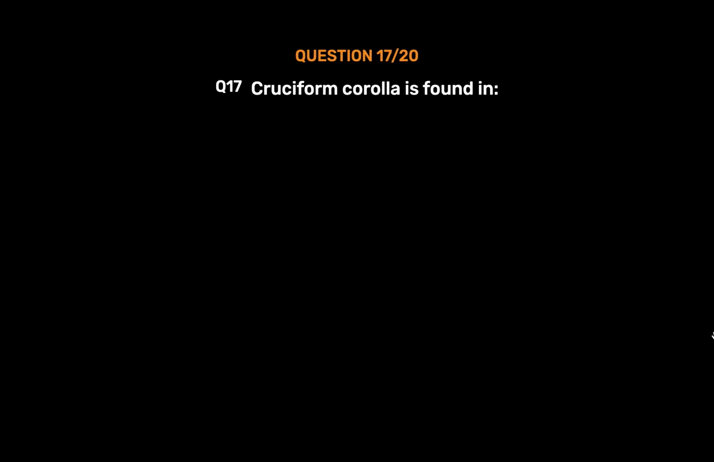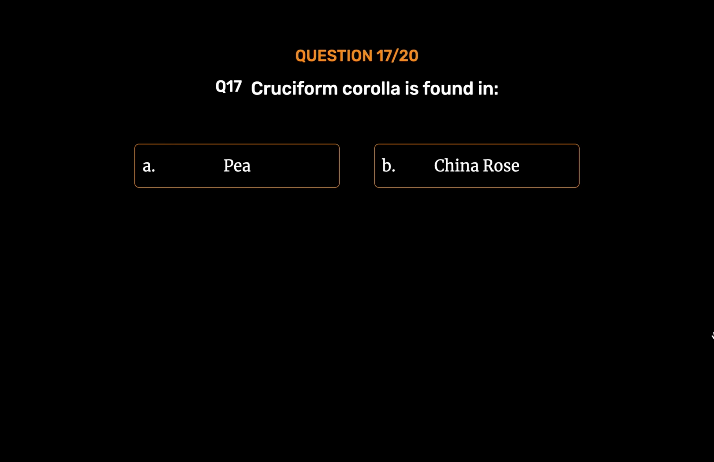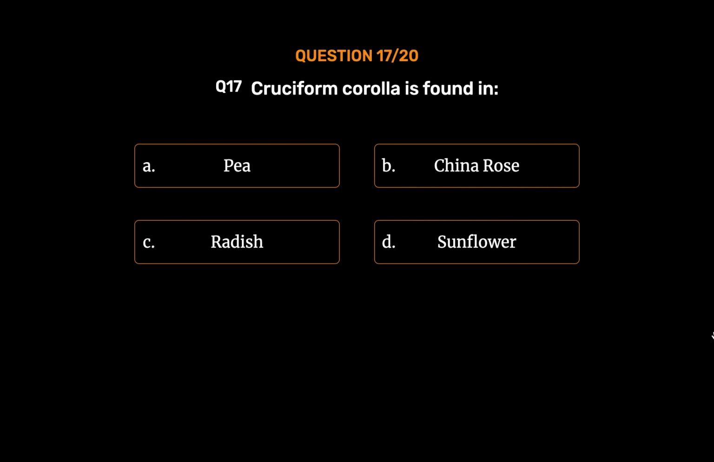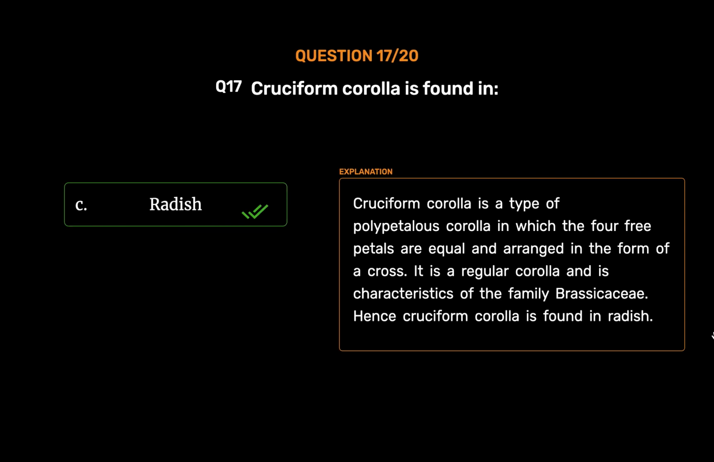Question number 17. Cruciform corolla is found in Option A, pea. Option B, China rose. Option C, radish. Option D, sunflower. The correct answer is Option C, radish. Cruciform corolla is a type of polypetalous corolla in which the 4 free petals are equal and arranged in the form of a cross. It is a regular corolla and is characteristic of the family Brassicaceae. Hence cruciform corolla is found in radish.